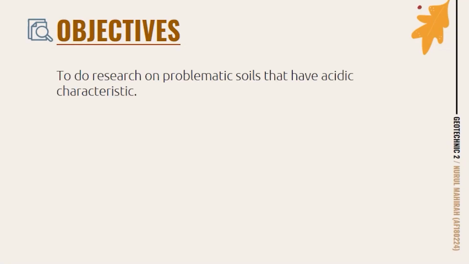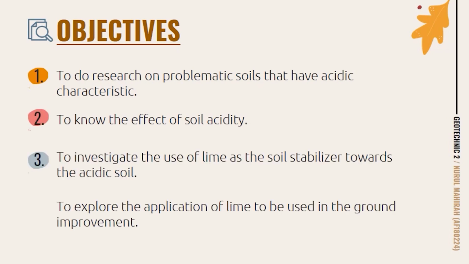Given this concerning problem, we chose to do a case study on problematic soil, specifically soil acidity, by doing research from previous studies. The objectives of this case study are, first, to research problematic soils that have acidic characteristics; next, to know the effect of soil acidity; third, to investigate the use of lime as a soil stabilizer for acidic soil; and lastly, to explore the application of lime in ground improvement.